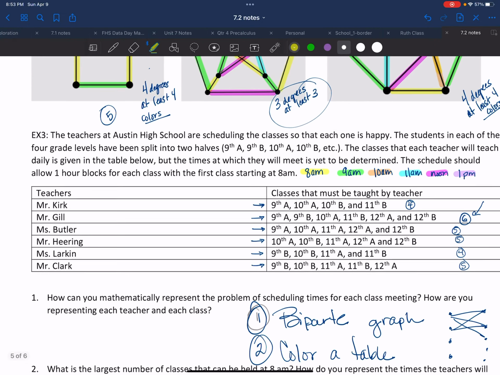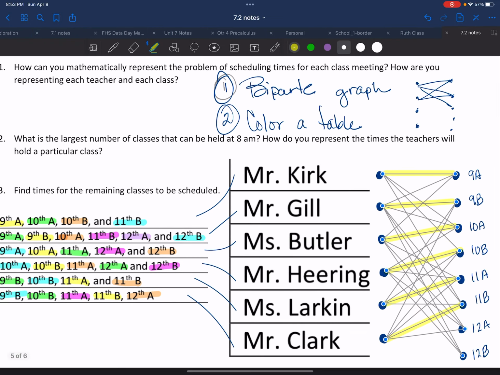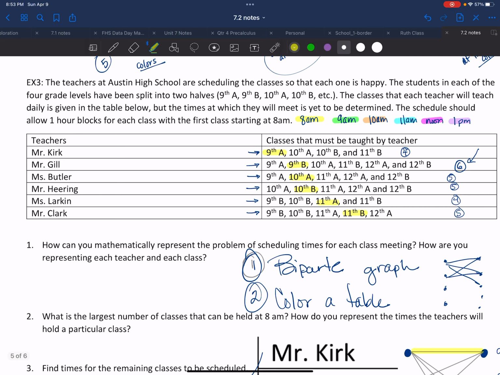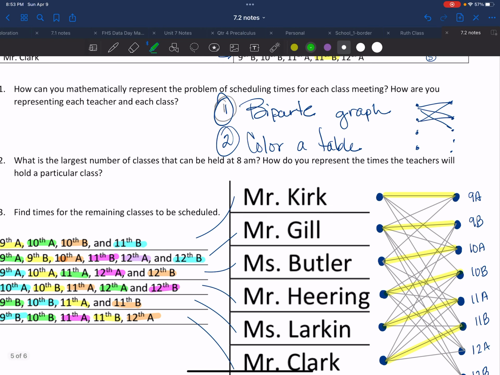Well, what does that look like on a table? So 9A, 9B, 10A, 10B, 11A, 11B. So what I've done is actually taken the concept of graph coloring and put it up into my table here. Okay, so then I could take a look at my second color, and that would be my other graph I might do. So maybe 10A goes on this next time slot.